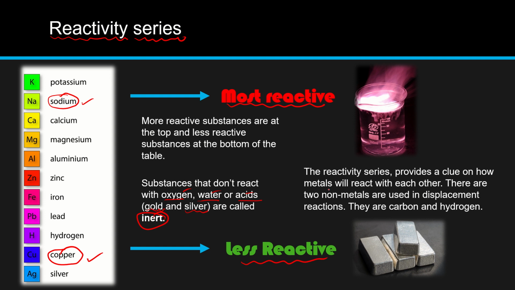There are two nonmetals used in displacement reactions. They are carbon and hydrogen. Carbon and hydrogen are the only two nonmetals which can displace other metals. It's not given in this table, but they are also present in between these. A good way to remember the reactivity series is with mnemonics.